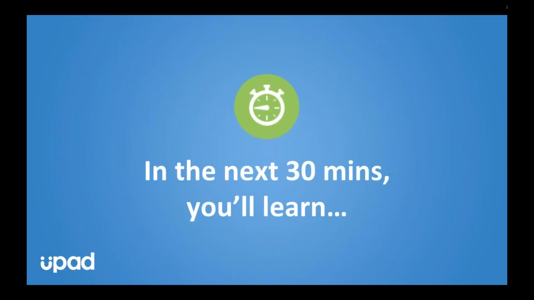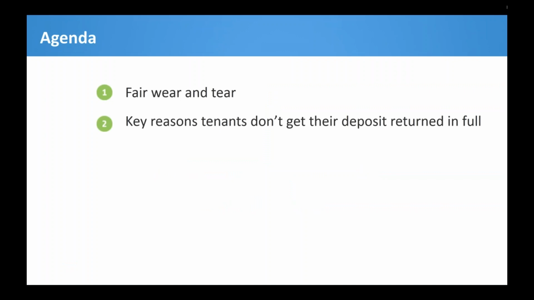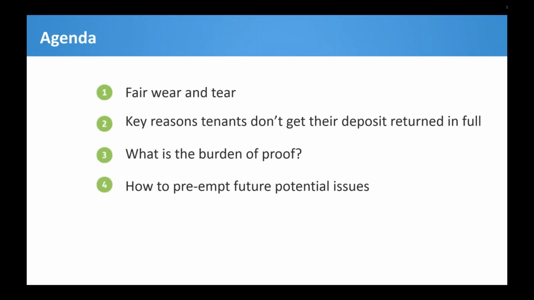So, cracking on, in the next 30 minutes, what we are going to go through is the following. We're going to talk about fair wear and tear and what we mean by that. We're going to look at some of the reasons that tenants don't get their deposits back in full. And quite importantly, and we'll spend a bit of time talking about this, is the burden of proof and what we mean by that and why it's so important in today's market.